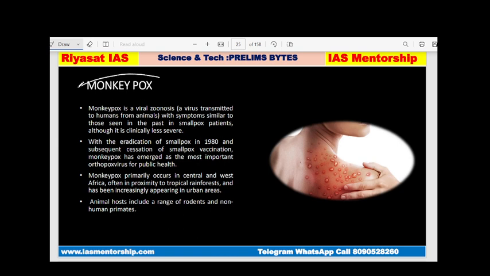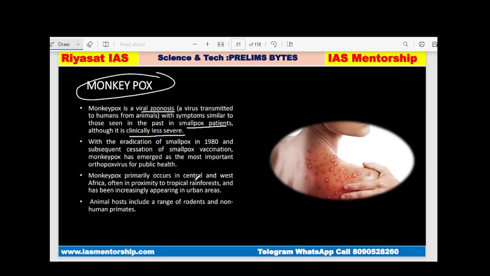Next is your monkeypox. What is monkeypox? It is a viral zoonosis. Again, it is zoonosis which means transferring from animals to humans. And symptoms are similar to those seen in smallpox patients. Okay? And it is clinically less severe. However, these types of effects you can see in your body. Clear? You can see in your body.